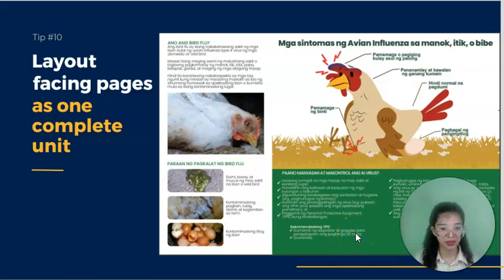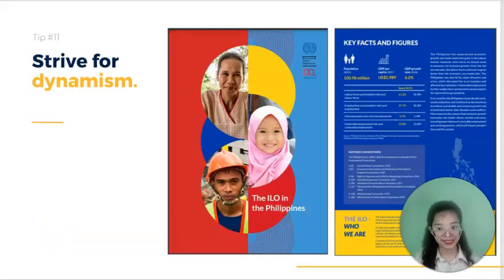So let's see the second page of the leaflet on the bird flu. As we can see here, the middle and the right page are connected. As a result, the design is more aesthetically pleasing. Now, of course, tip number 11, strive for dynamism, and your leaflet should not be too symmetrical, as this might appear too dull for the reader.